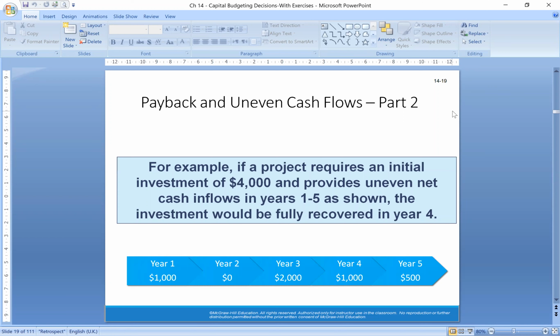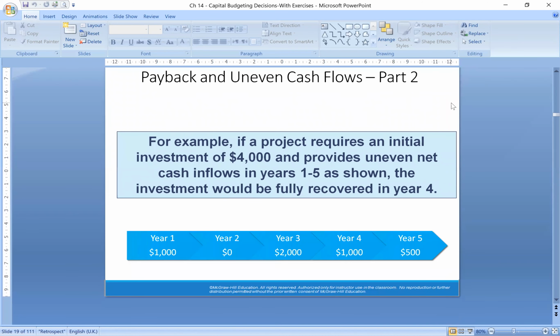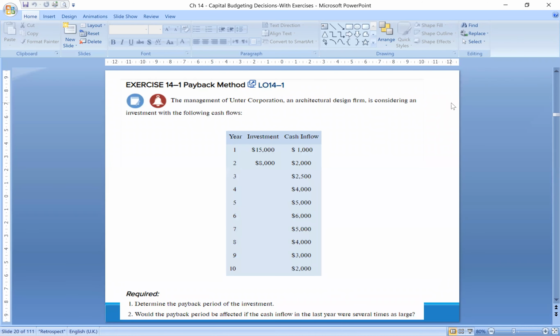We need to recover what? 4,000. So in years 1, 2, 3, up to 3, we are recovering 3,000. So we need year 4 for recovering the 4,000 by counting exactly like the example that we have. Okay. Any questions so far? Okay. Let's do an exercise which is related to the payback period.